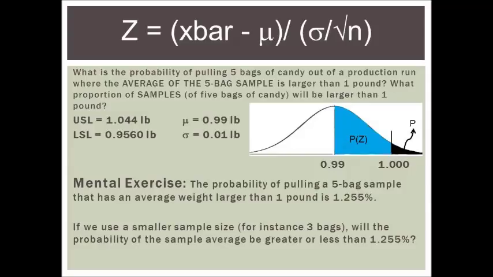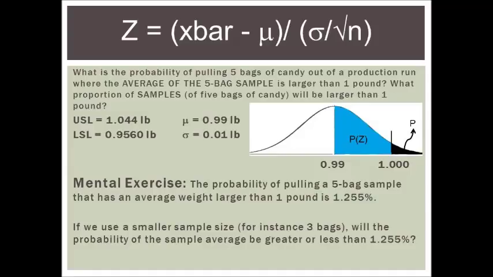Well, if I keep reducing the sample size, then the variability of the average of that sample should increase. It should get larger. If I took a sample size of 2, you don't know where those 2 bags are or what those 2 bags might be. It could vary very wildly. So we should expect that the probability of pulling a smaller bag sample and having an average weight larger than a pound would be larger than 1.255%.